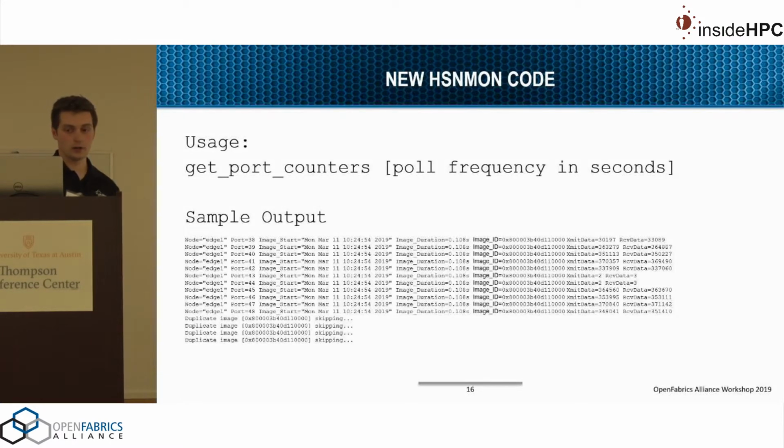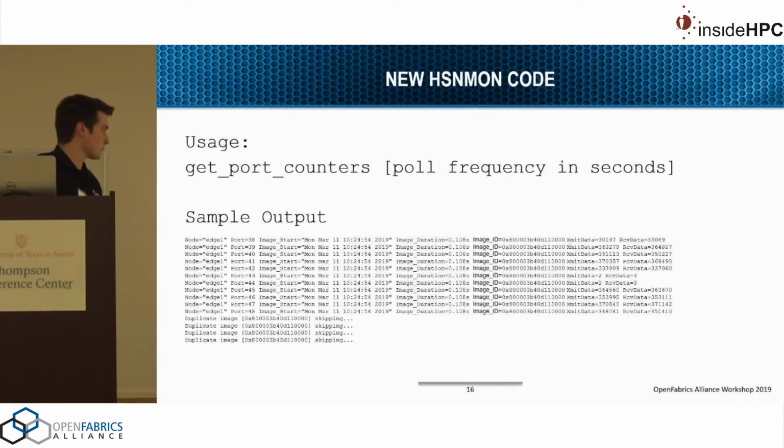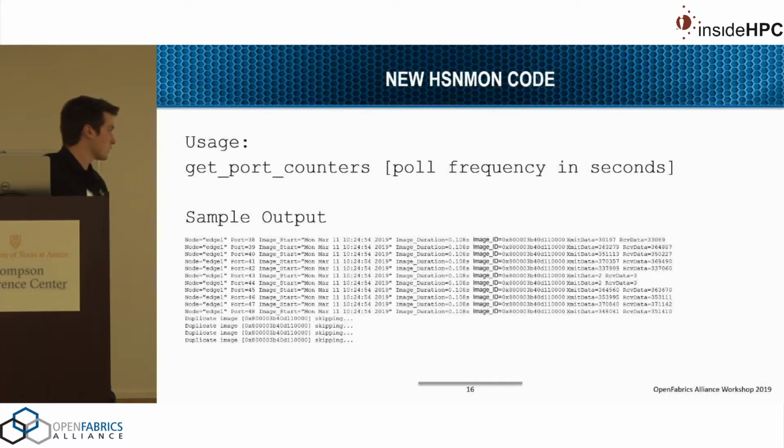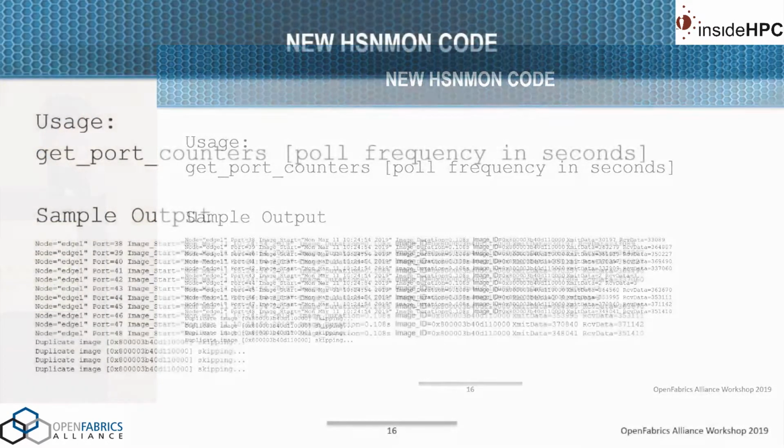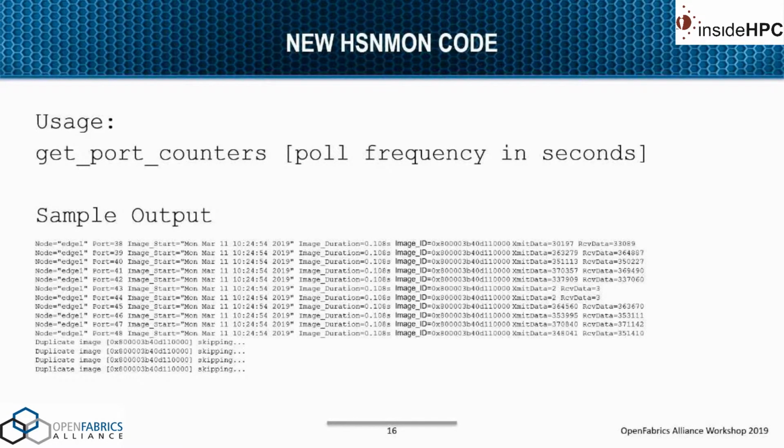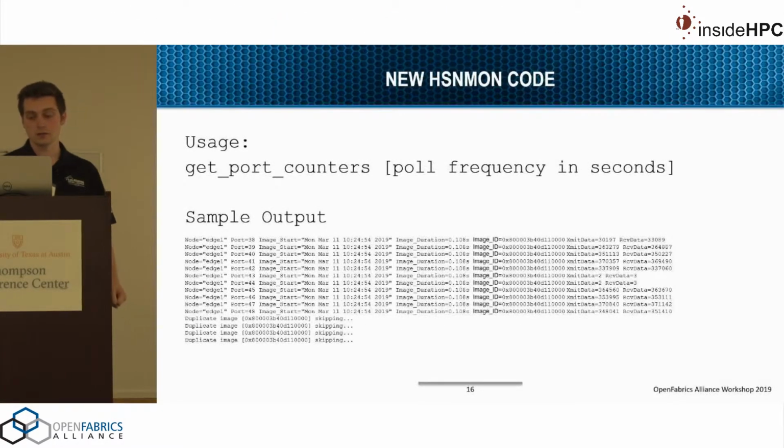So this is a sample output of what the command would provide. This is just a couple of lines on a small cluster, and you can see this is showing an edge switch, and it has the ports, and you can see the image start and duration, as well as the image ID. Transmit and receive data is also shown in megabytes, and on the data analytics side, we then use the timestamps and the difference in transmit and receive counters to calculate how much bandwidth was actually consumed.